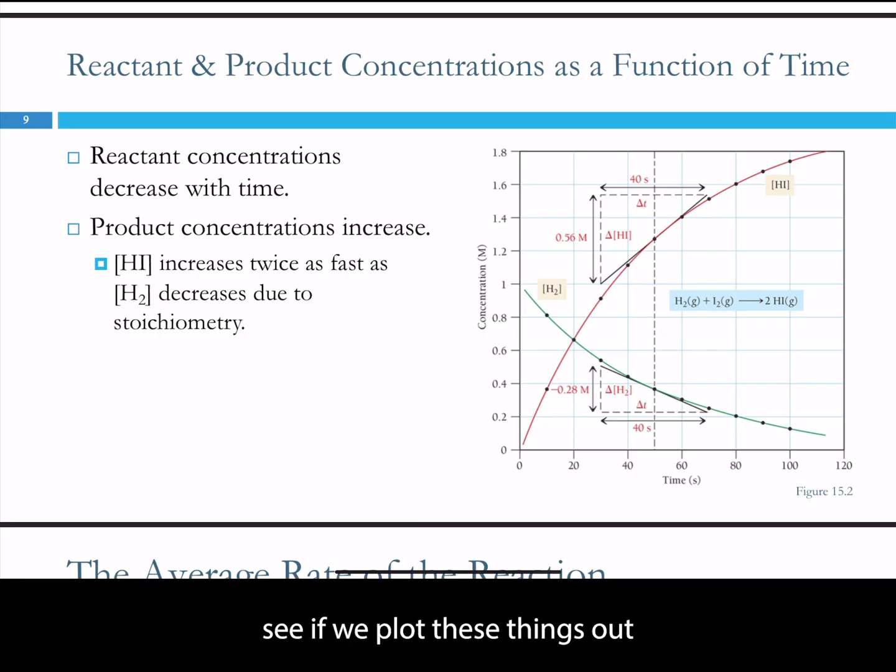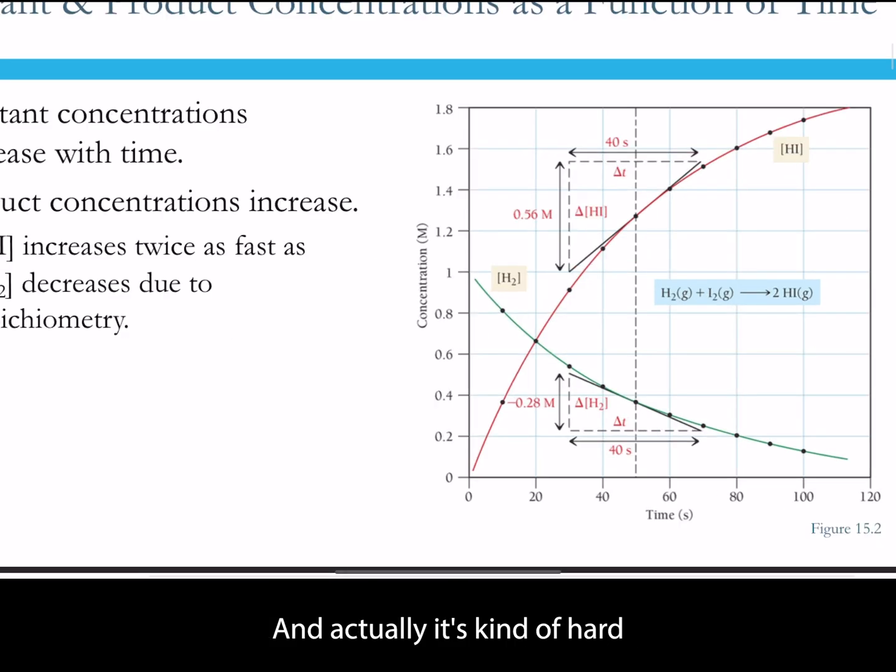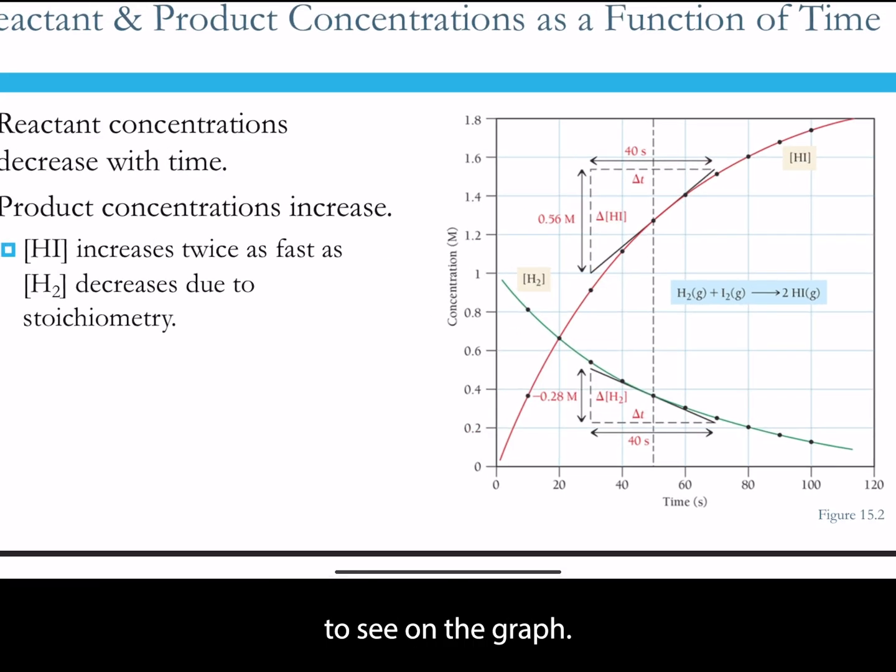So here we can see, if we plot these things out as a function of time, there are a couple of interesting things. And actually, it's kind of hard to see on the graph. But the hydrogen iodide concentration, which is the one that is increasing, is going up, and the hydrogen's decreasing. The slope of this, or the amount that this increases over time, is steeper than the hydrogen decreasing, twice as steep. At every single point, the hydrogen drops by some amount and the hydrogen iodide increases by double that amount, which makes sense. That's the balanced chemical equation.